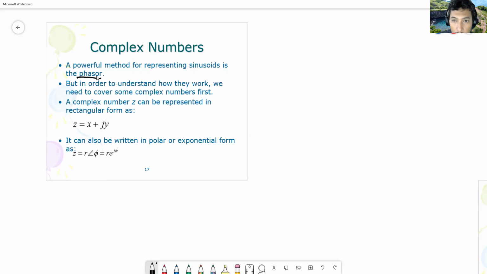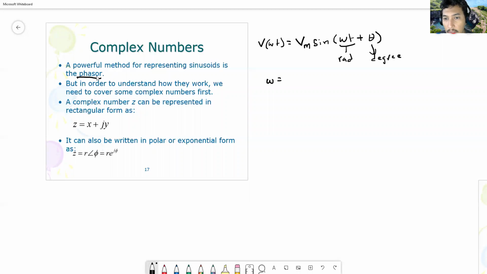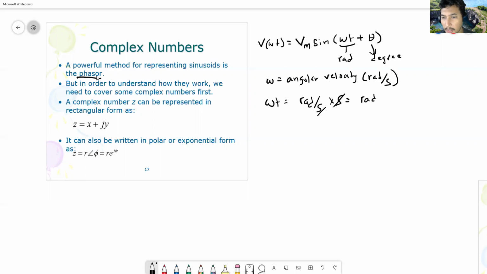Before this, we have already learned about the expression of the sinusoidal waveform, which we can express as Vm sine omega t plus any phase difference, okay, phase angle. I would like to remind again, this is radian, this is degree. So what is omega? Omega is actually angular velocity, which has the unit radian per second. So omega t is radian per second multiplied with second, so the seconds cancel out. That's why omega t is in radian.